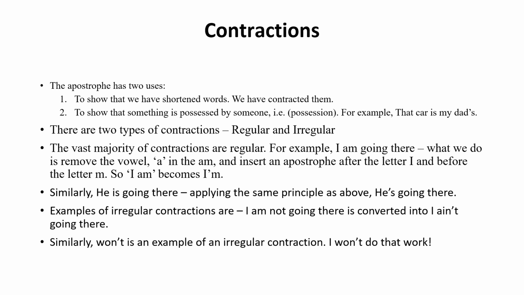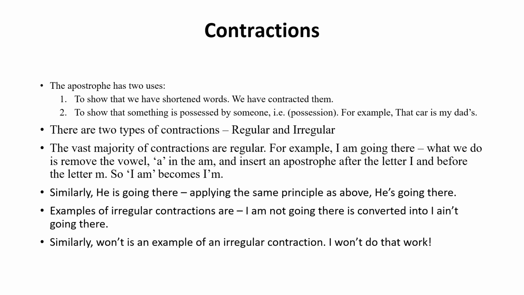So there are two types of contractions: regular and irregular. The vast majority of contractions are regular. For example, I'm going there. What we do is remove the vowel A in the am and insert an apostrophe after the letter I and before the letter M. So I am becomes I'm. Okay, so you don't say it like that, you just say I am. Similarly, he's going there, applying the same principle as above. He is going there, that is, we have removed the vowel I.